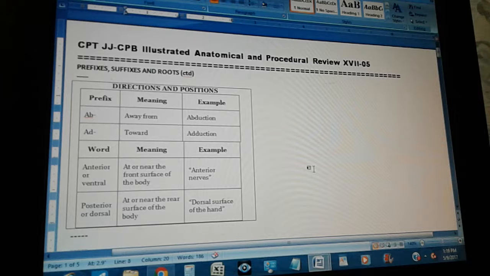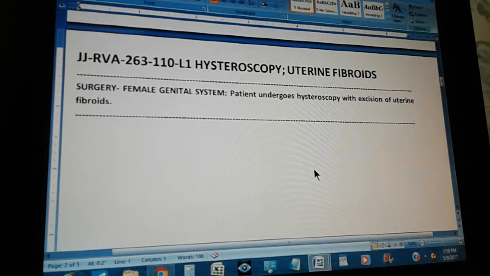Now let's do a problem. 1, 2, 3. JJ-RVA-263-110. This is a level 1 exercise, which means it's easy. And the title is? Hysteroscopy, uterine fibroids, right? And the problem reads like this. Surgery, female genital system. Patient undergoes hysteroscopy with excision of uterine fibroids.